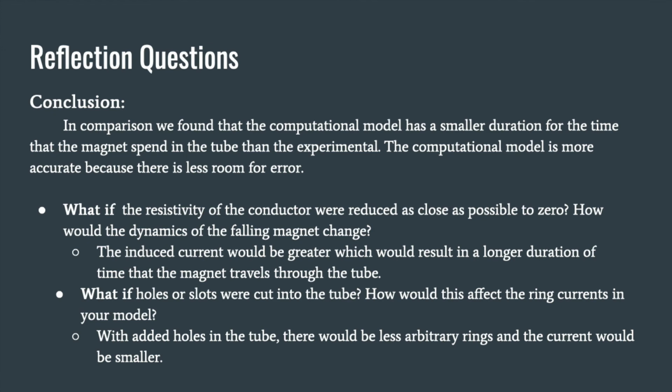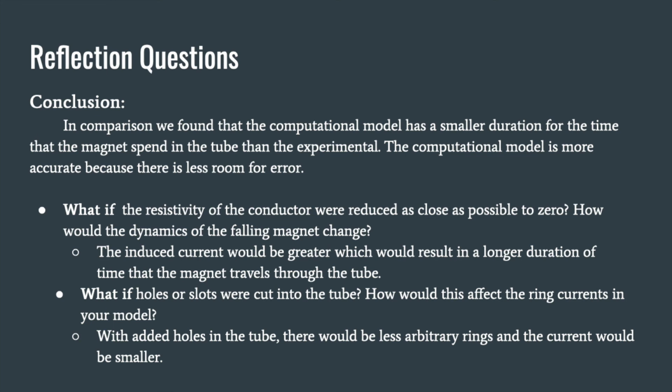With the results, there are a couple questions to consider. What if the resistivity of the conductor were reduced as close as possible to zero? How would the dynamic of the falling magnet change? The induced current would be greater, which would result in a larger duration of time that the magnet travels through the tube.